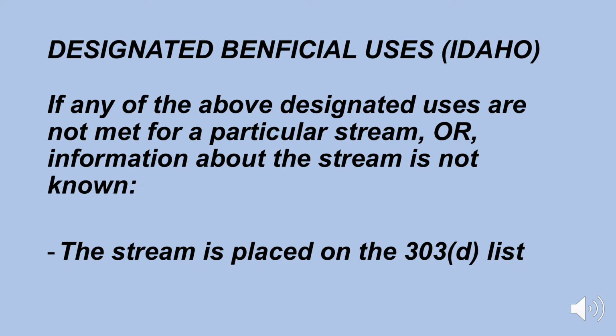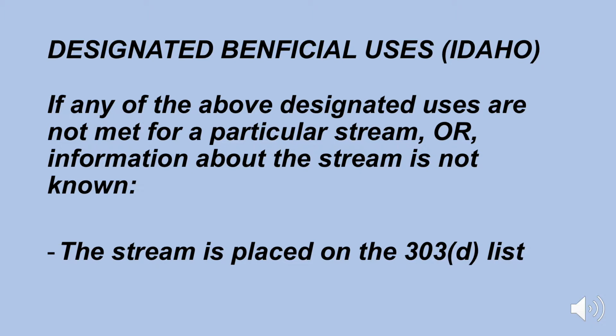So we use the BURP program. We do the rapid biological assessment using benthic macroinvertebrates in the watershed. And the score that we get using benthic macroinvertebrates will tell us whether or not the designated beneficial use of the stream is met. If any of the above designated beneficial uses are not met for a particular stream, let's say we have a stream that is aesthetics and water supply.